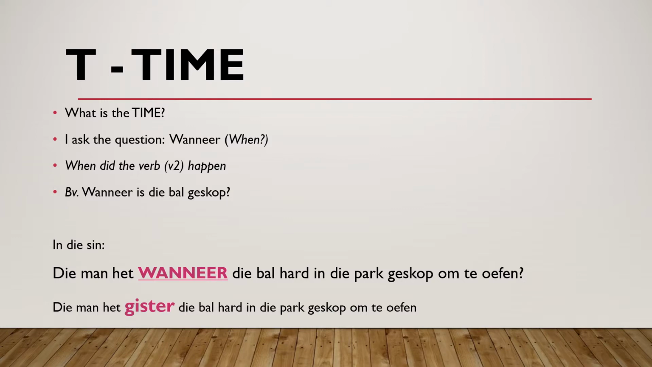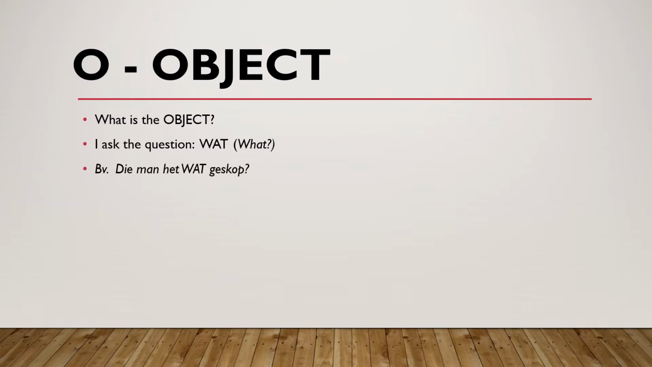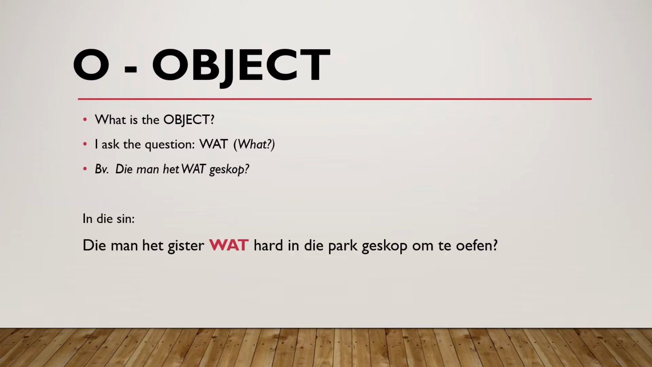So next we have our O, which is our object. And what is the object in the sentence? So as we already said, we ask the question what. For example, die man het wat geskop? What did the man kick? And in our sentence, we would ask the question, die man het gister wat hard in die park geskop om te oefen? So what did the man kick in the park yesterday to practice? And our answer to that would be, die man het gister die bal hard in die park geskop om te oefen. So die bal would be our object in this sentence.